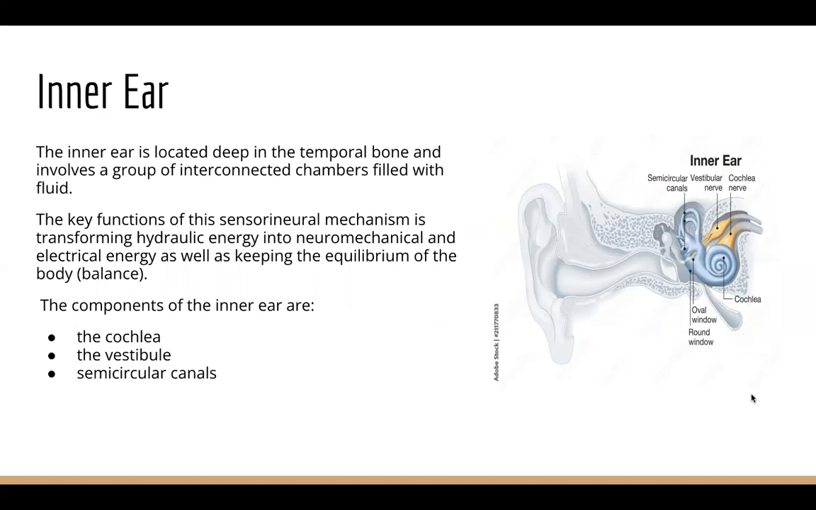The inner ear is located deep in the temporal bone and involves a group of interconnected chambers filled with fluid. The key functions of this sensorineural mechanism are transforming hydraulic energy into neuromechanical and electrical energy, as well as keeping the equilibrium of the body, the balance. The components of the inner ear are the cochlea, the vestibule, and the semicircular canals.